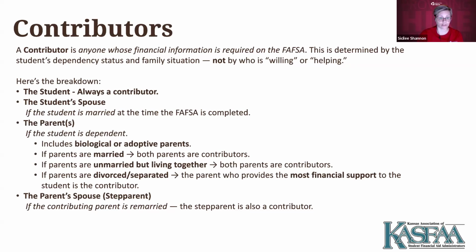If the student's parents are unmarried but living together, both parents would still be contributors. If the parents are divorced or separated, the parent who provides the most financial support is going to be the contributor. In some cases, however, parents are remarried, in which case the parent and the stepparent would be the contributors. And so it's always important to know who is essentially going to need to provide their information. And going back to some of the things that Vanessa talked about, each contributor is going to require their own account. So it will be important for each of those persons to make sure that they have their own studentaid.gov ID and password.